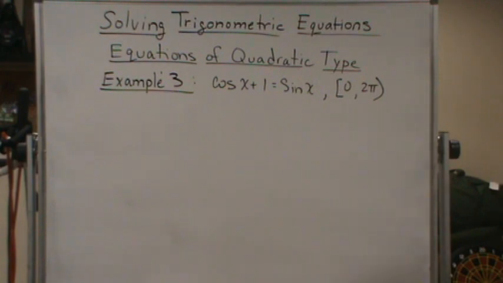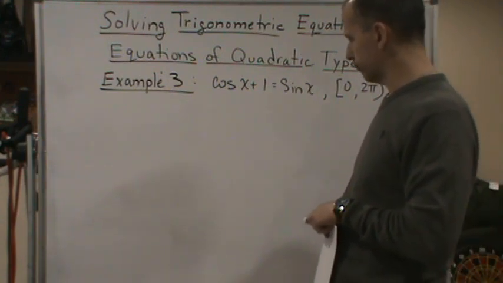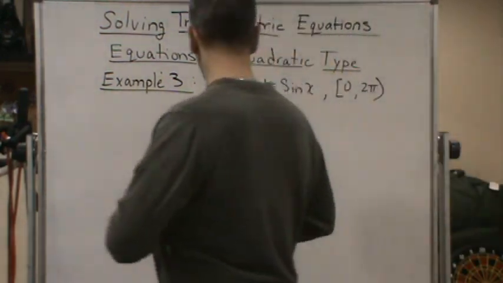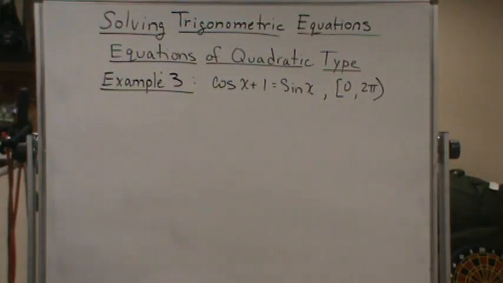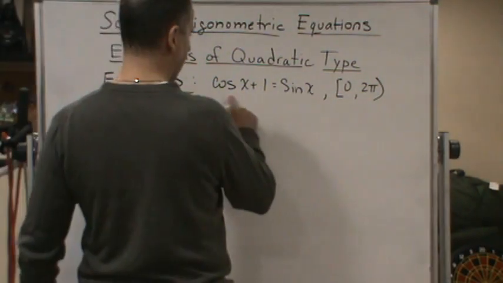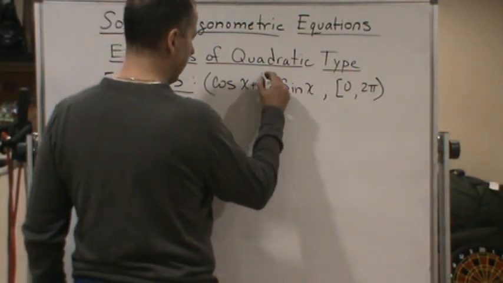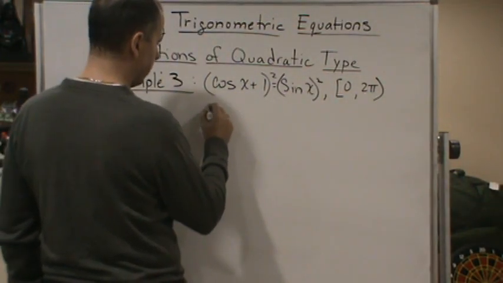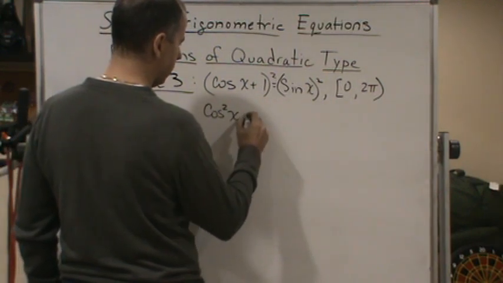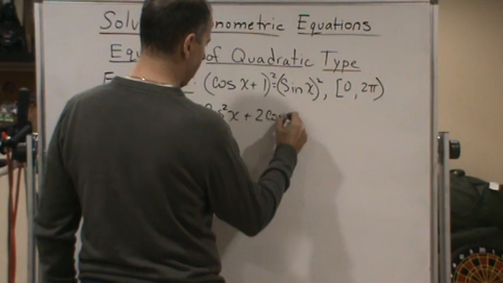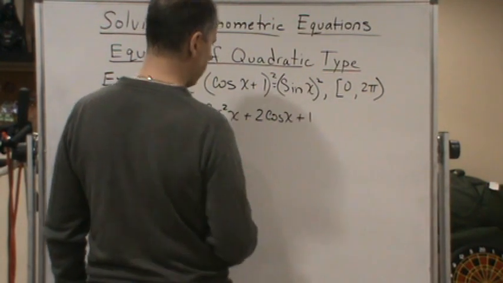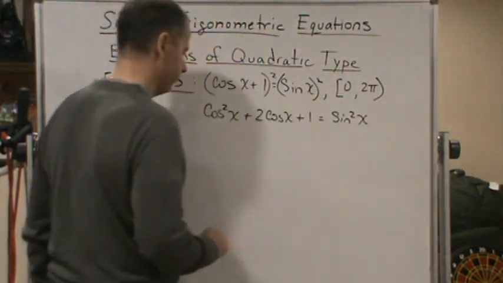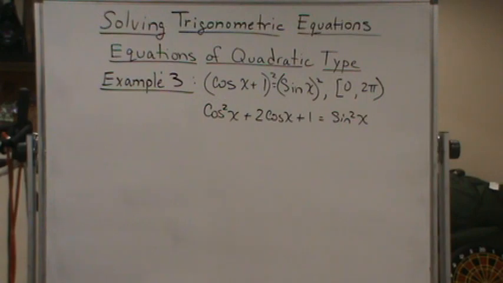In this case here, we're going to square both sides. So when we square both sides, what do we get? We're going to get a quadratic over here, right? So we're going to square both sides. And so over here we're going to get cosine squared x plus 2 cosine x plus 1 equals sine squared x. Now, why did I do that?